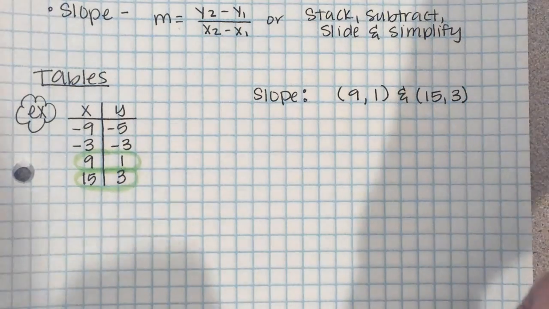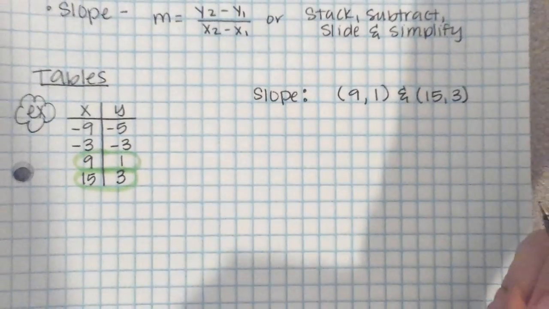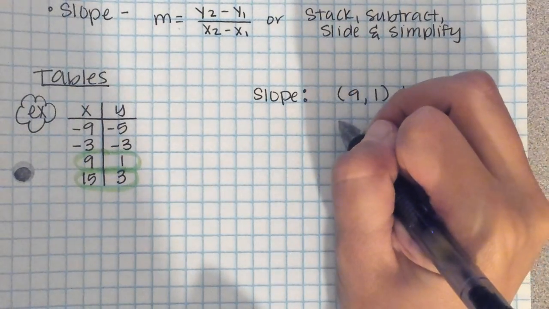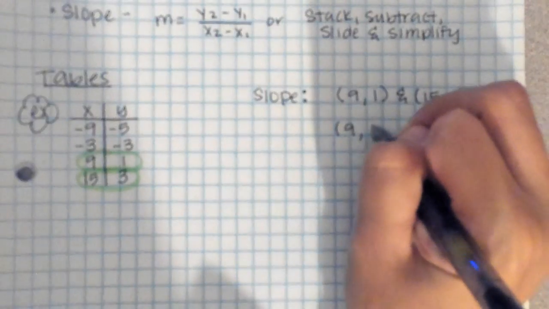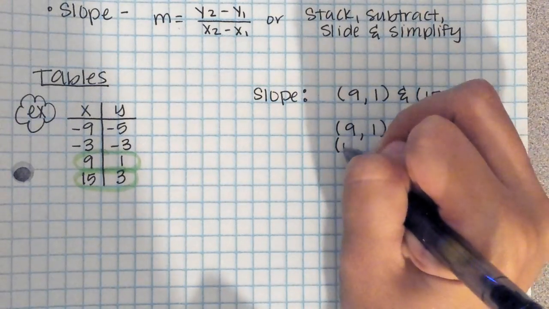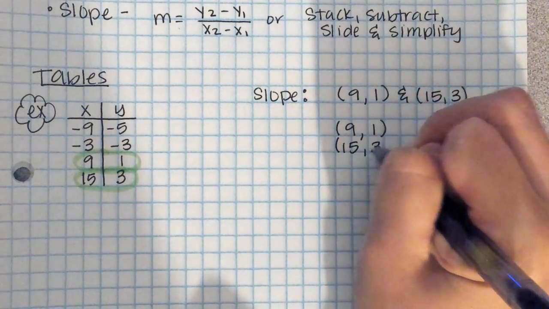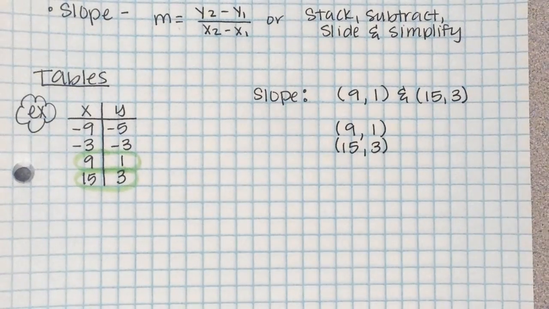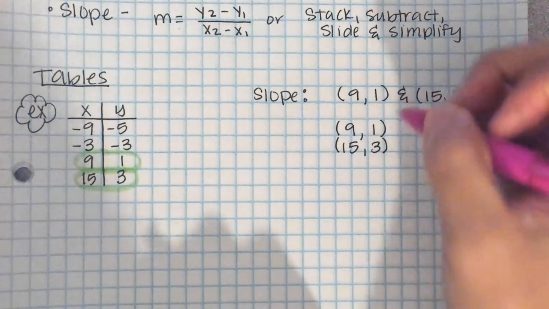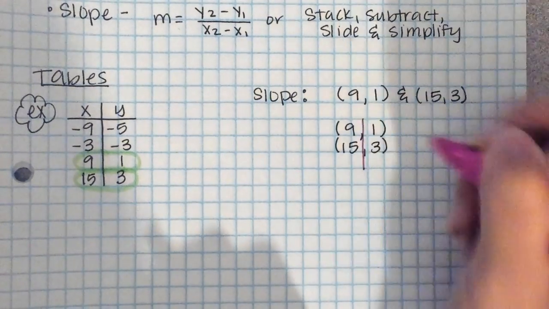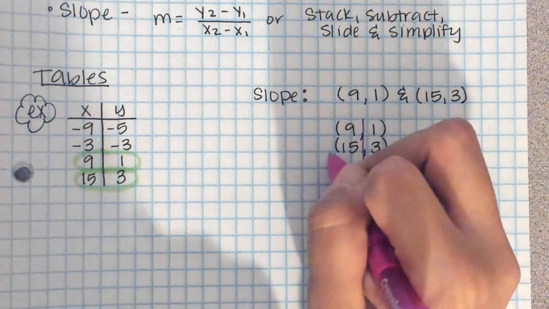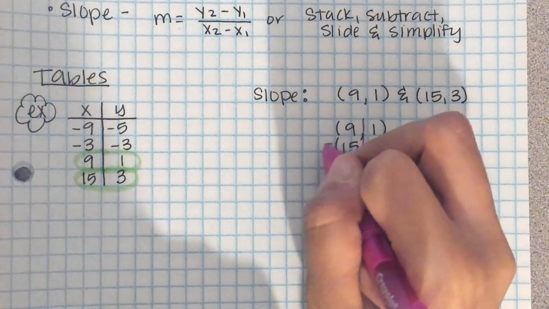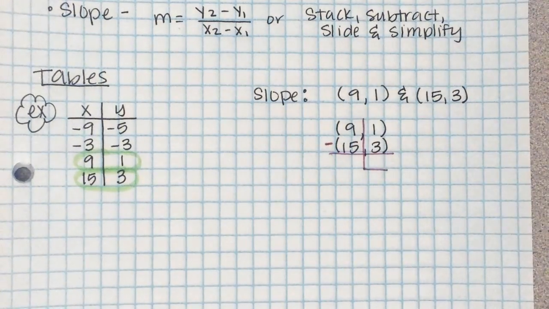So my first step is to do what? Stack them. It doesn't matter which one's on top or which one's on the bottom. You do you. Once I stack them, what do I do next? Subtract them. So I'm going to make my t. And make sure you put a minus so you don't forget you're subtracting them.